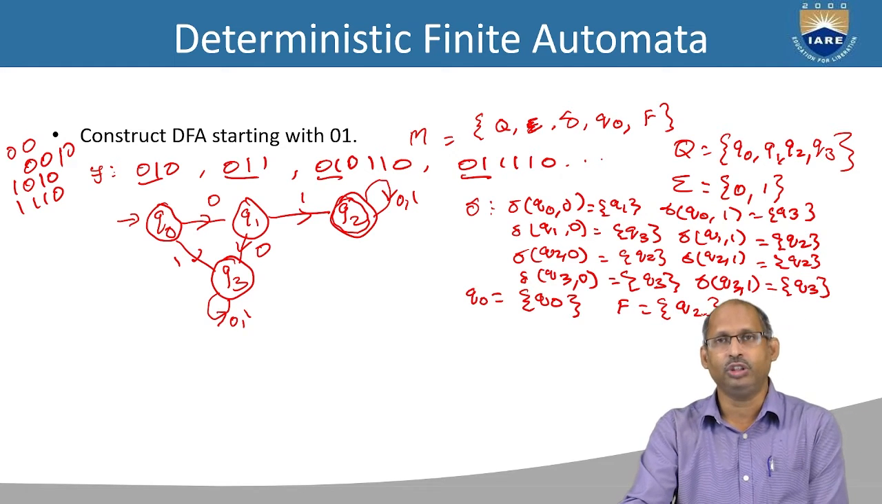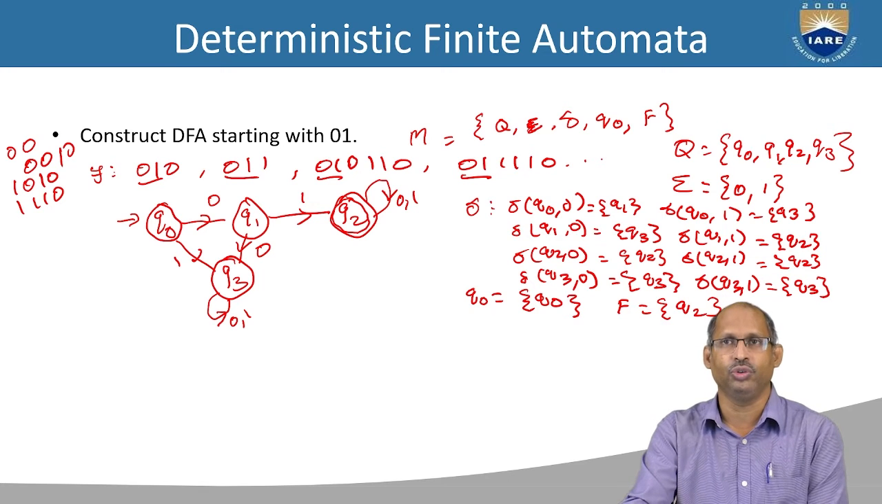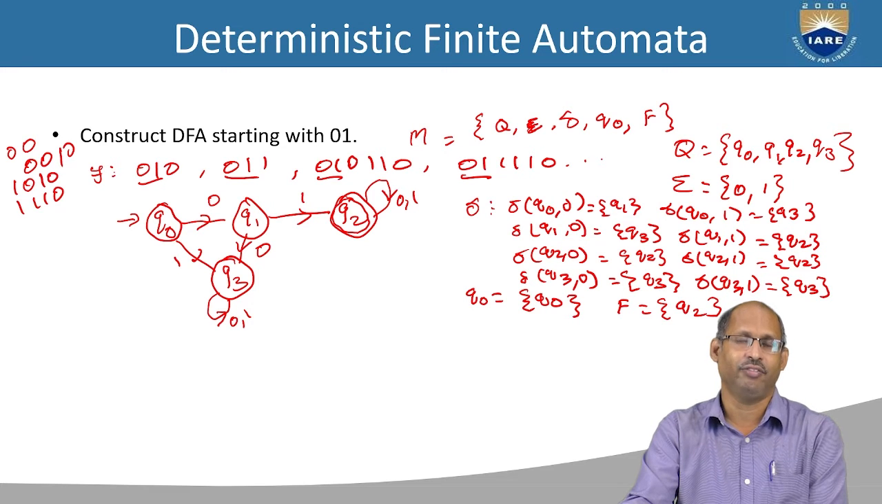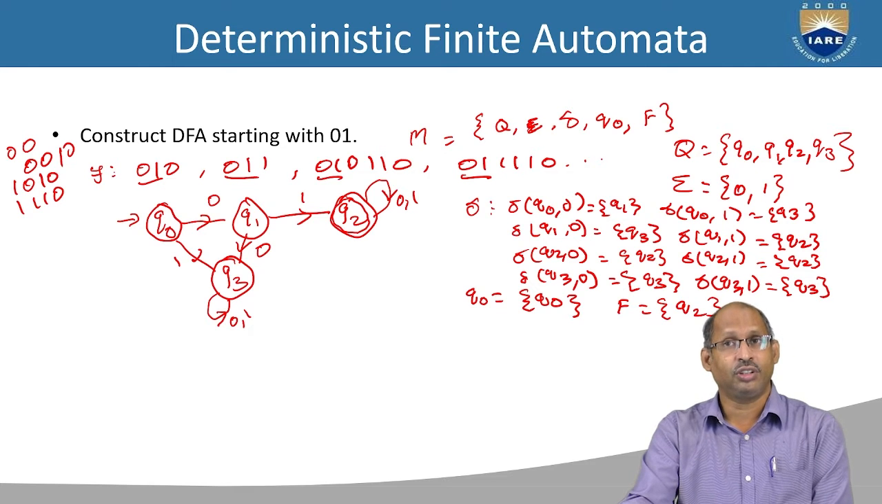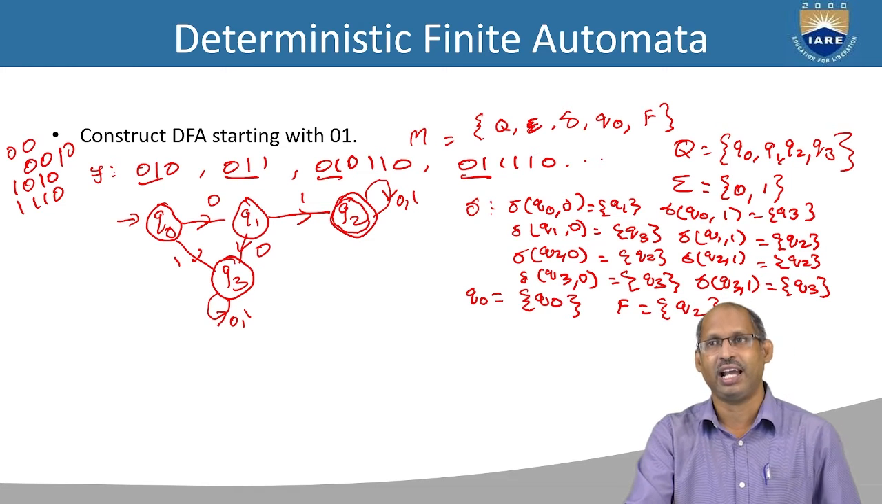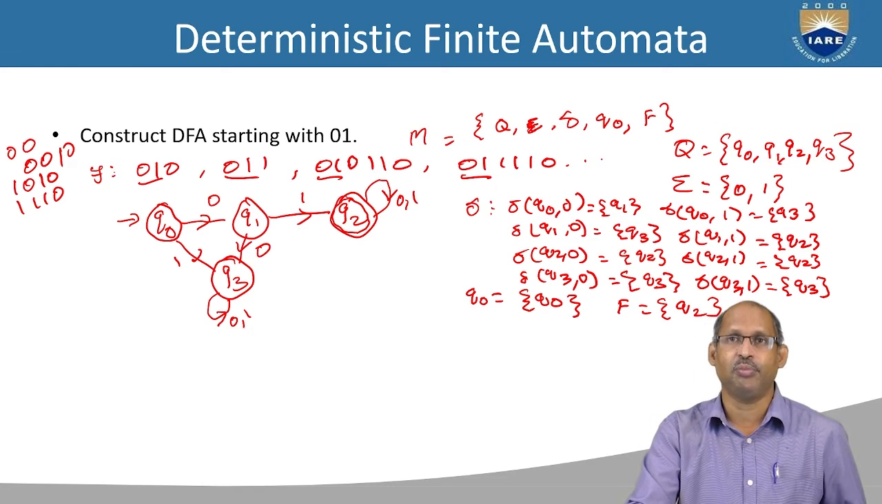Here in these 4 states, Q0, Q1, Q2, Q3, Q2 is taken as the final state. So our condition is starting with 0, 1. Right? So Q0 on 0 goes to Q1. Q1 on 1 goes to Q2. So after 0, 1, any number of zeros and ones will be accepted. Okay.